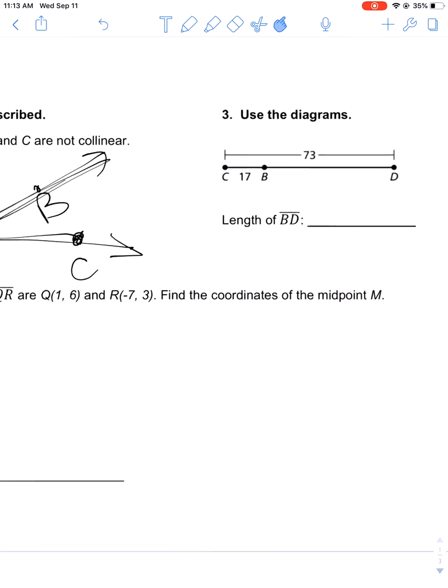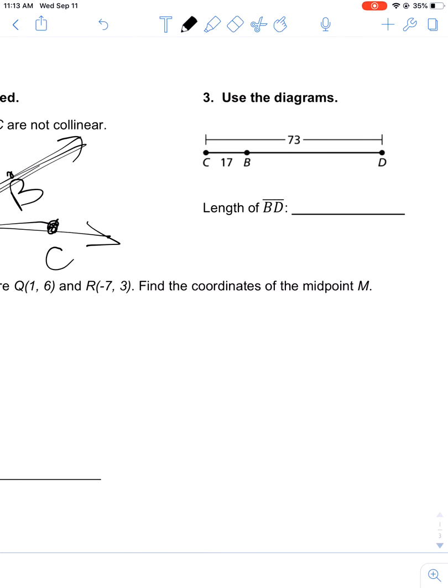Use the diagram. So I know the whole thing is 73, and I know this part is 17. So if I want to find the missing part, I just subtract. So 56.